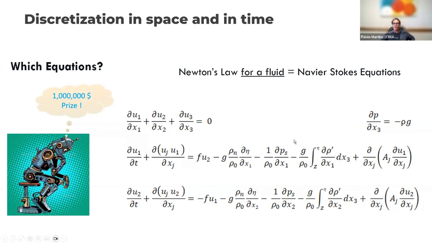So basically, if we manage to solve these equations, we have our problem solved. We know how to compute the velocities in every point in our fluid. The big problem is that there is no solution still known for these equations. It doesn't mean the equations don't have a solution. It's just that we still don't know how to solve them analytically.